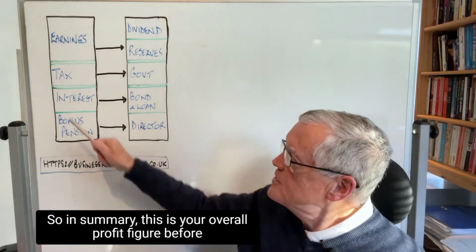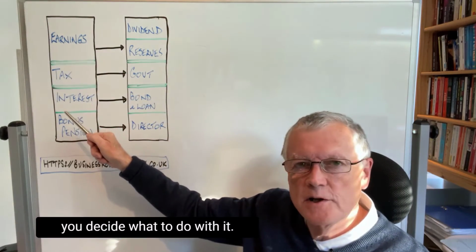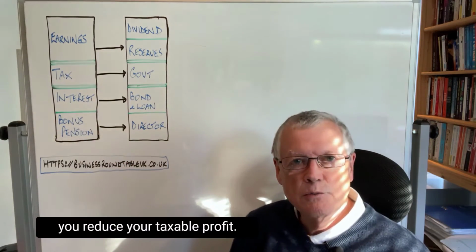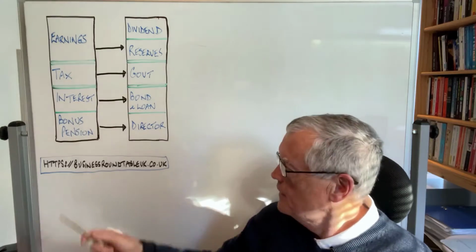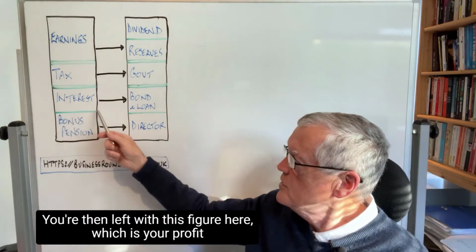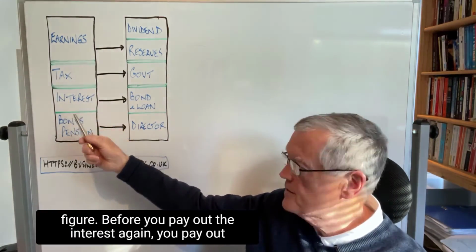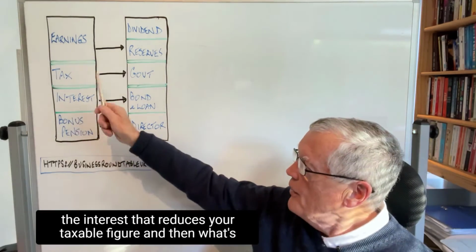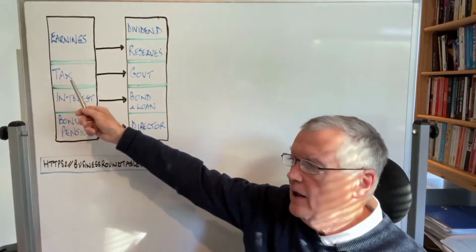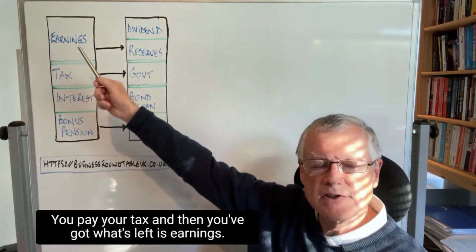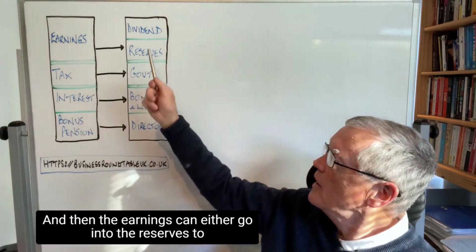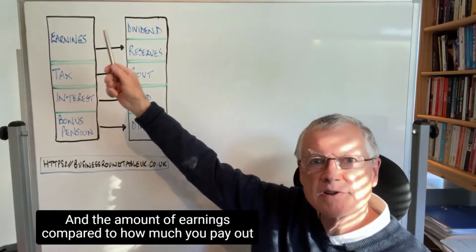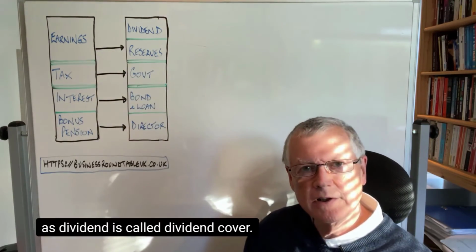So in summary, this is your overall profit figure before you decide what to do with it. If you pay yourself a bonus or make a pension contribution, you reduce your taxable profit, you get tax relief. You're then left with this figure here, which is your profit figure before you pay out the interest. Again, you pay out the interest, that reduces your taxable figure. And then what's left is your taxable profit, you pay your tax, and then what's left is earnings, and then the earnings can either go into the reserves to help grow the company or be paid out as dividend. And the amount of earnings compared to how much you pay out as dividend is called dividend cover.